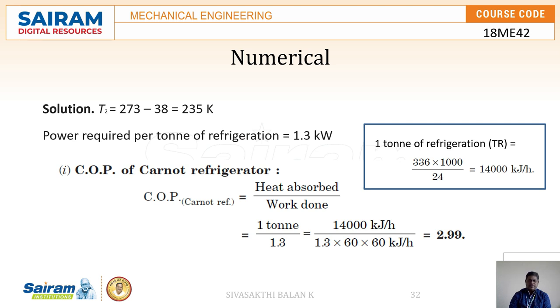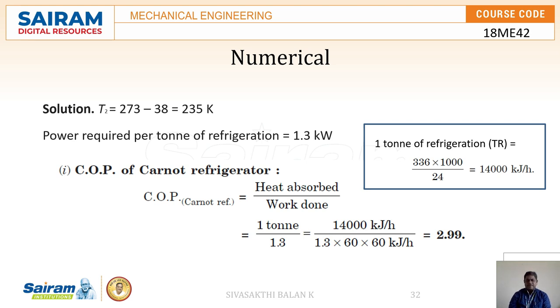T2, the low temperature, is given in the problem itself. It is minus 38 degree centigrade, and converting to Kelvin, it gives 235 K. And the power required per ton of refrigeration is given in the problem, that is 1.3 kilowatt. We also know that 1 ton of refrigeration, TR, is equal to 14,000 kilojoules per hour. So we need to remember this to convert whatever value is given in the problem to the required output. First, they ask us to calculate the COP of the Carnot refrigerator.